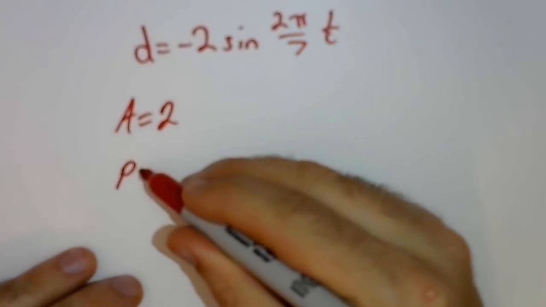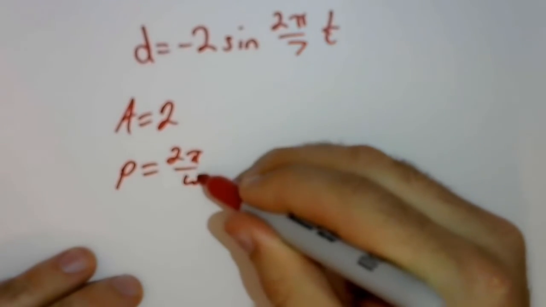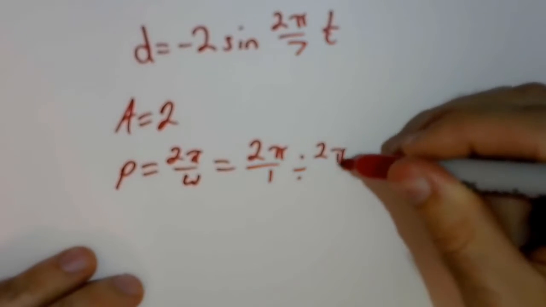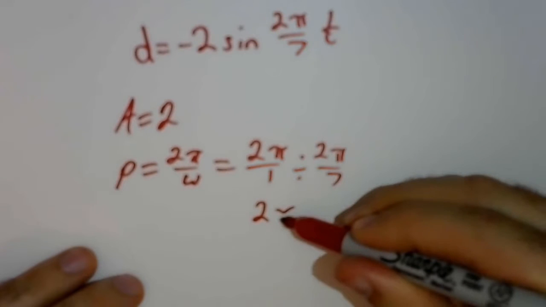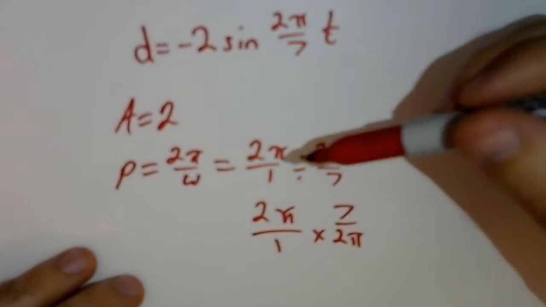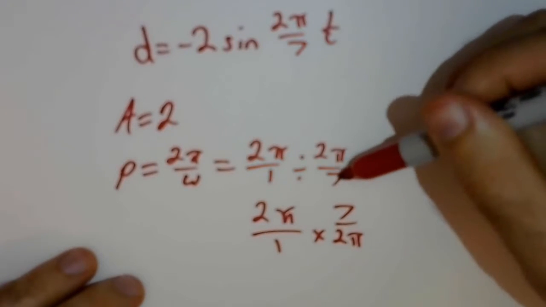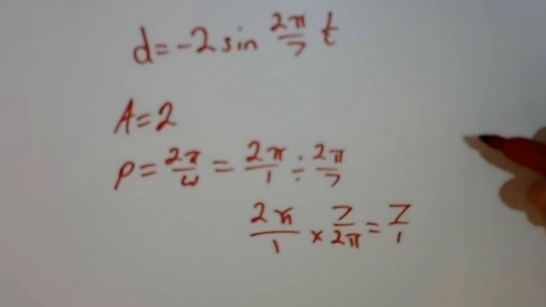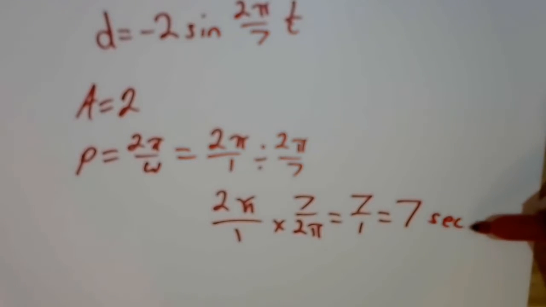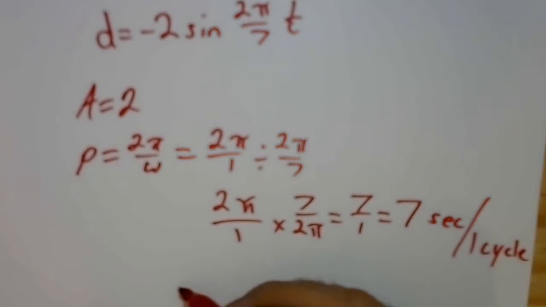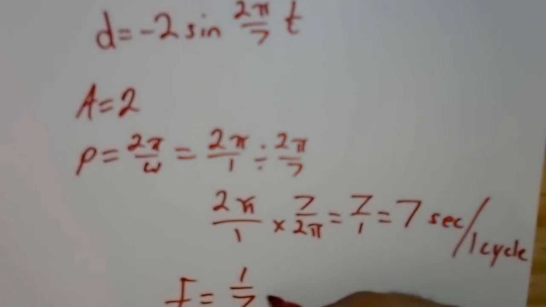To figure out our period, we're going to use the formula 2 pi over omega. Another way of writing that would be 2 pi over 1 divided by omega, which is 2 pi over 7. Of course, we rewrite that as 2 pi over 1 times 7 over 2 pi. We could have done 2 pi divided by 2 pi is 1. 1 divided by 7 is 1/7, and we would have done 1 divided by 1/7. But we can just cross cancel here and get 7 over 1. The period is 7 seconds per 1 cycle, and the frequency is going to be 1/7 of a cycle per 1 second.